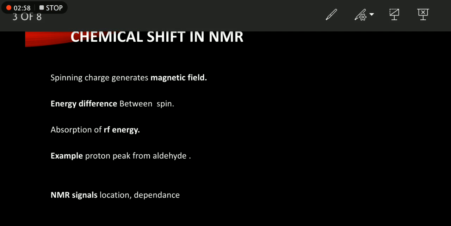The next point is about the NMR signals. The location of the NMR signals is dependent on the external magnetic field. The signals are usually reported relative to a reference signal. Additionally, since the distribution of the NMR signals is field dependent, these frequencies are divided by the spectrometer frequency.